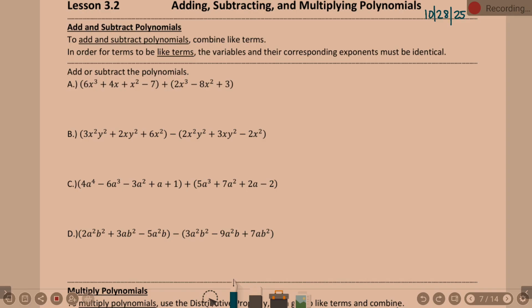You guys know the basics. To add and subtract polynomials, we're going to be looking to combine like terms. Now, keep in mind, in order for terms to be like, all the variable pieces have to be the same. So the variables and their corresponding exponents must be identical.